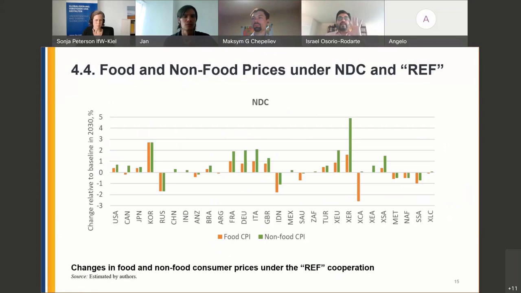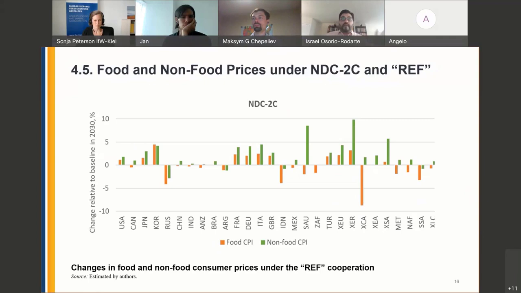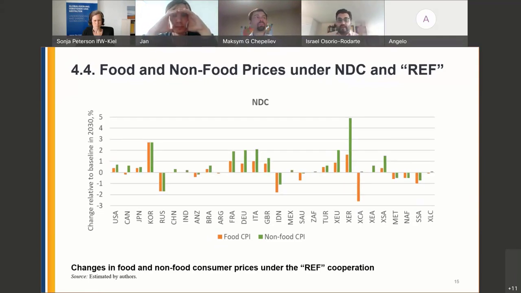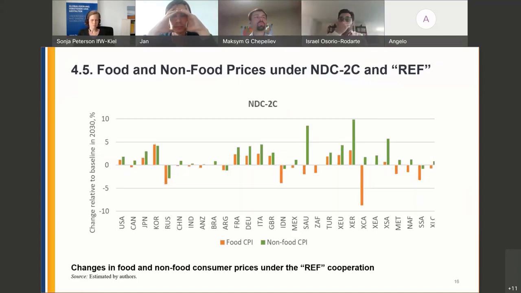The next one is food and non-food prices. So this is the results for the NDC, and the next one is the results for the NDC with the 2 Celsius. What I wanted to compare in these two graphs is that typically the increase in non-food prices is larger than the increase in food prices. So yes, food prices increase, but as we move into more ambitious scenarios, we see a larger increase in the non-food components. So in terms of relative prices, the poor households devote a larger share to food, but also there is this component of a higher increase in the non-food items, that will actually hurt more the wealthier households, which tend to consume a larger share of non-food.